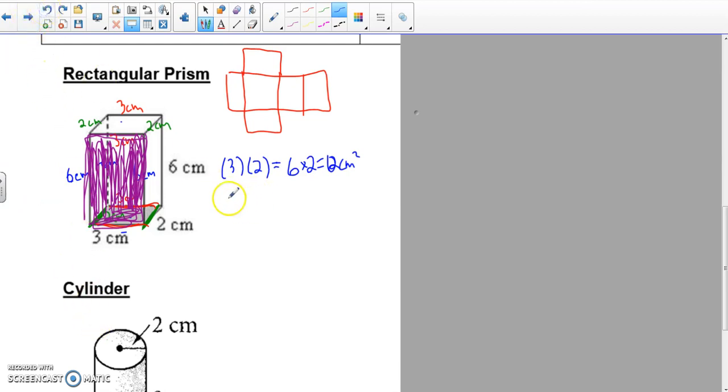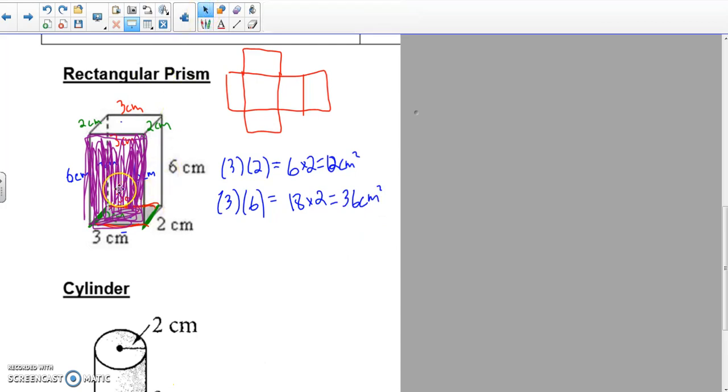So I can take those dimensions, and the front and the back rectangles are 3 times 6, which is 18 centimeters. But there's 2 of them, so we double it. So we have 18 times 2, which is 36 centimeters squared. All right, you guys with me? And all we have left at this point, we did the top and the bottom. We did the front and the back.